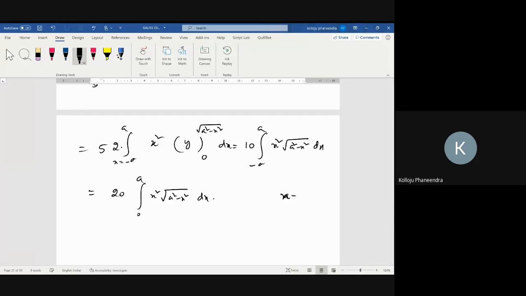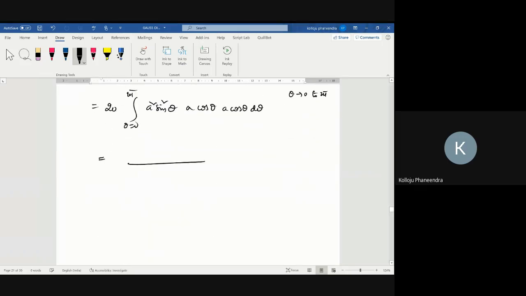You can evaluate. Put x equal to a sine theta. Then dx equal to a cos theta d theta, and theta varies from 0 to pi by 2. This is equal to 20, theta equal to 0 to pi by 2, of x square, a square sine square theta, a square outside, root of a square minus x square gives a cos theta, and dx is a cos theta d theta. You evaluate this to get the answer.